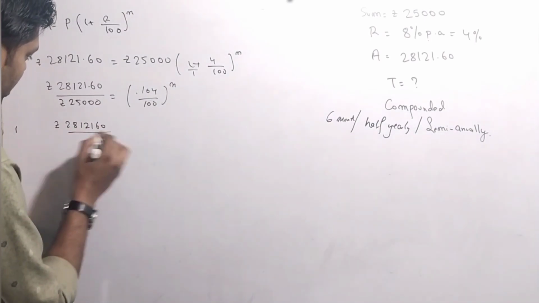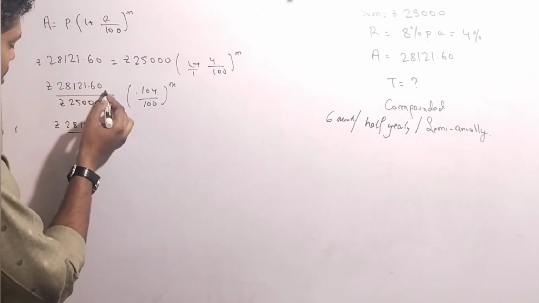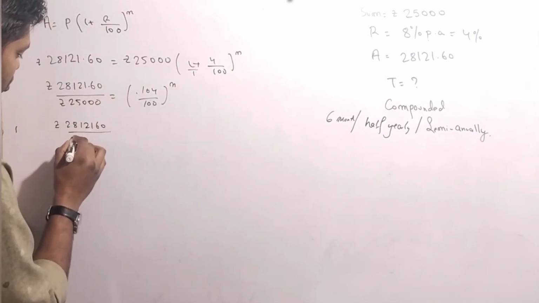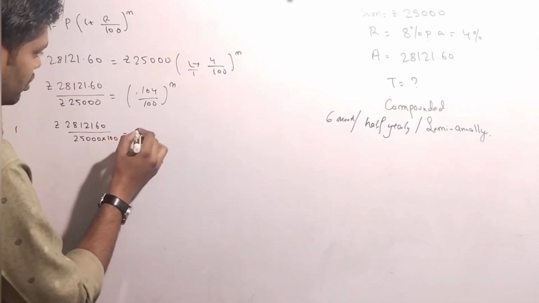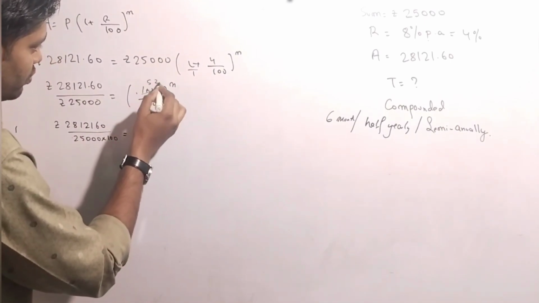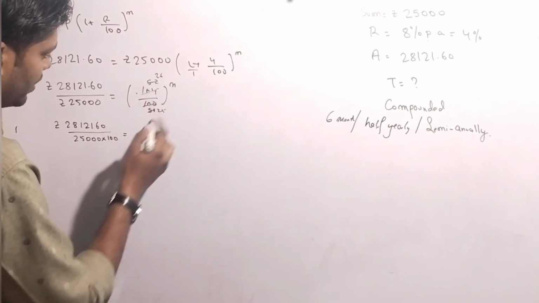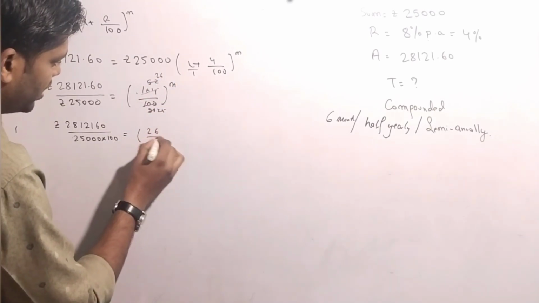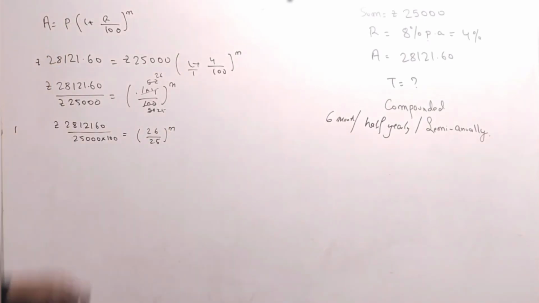28,121.60 has 2 decimal places, right? After the point there are 2 digits, so 2 zeros. 25,000 and 2 more zeros, so now you can do this one, you can cancel this one. 52, 50, 26, 25, so 26 by 25 to the power n. Okay, now slowly cancel this one also.